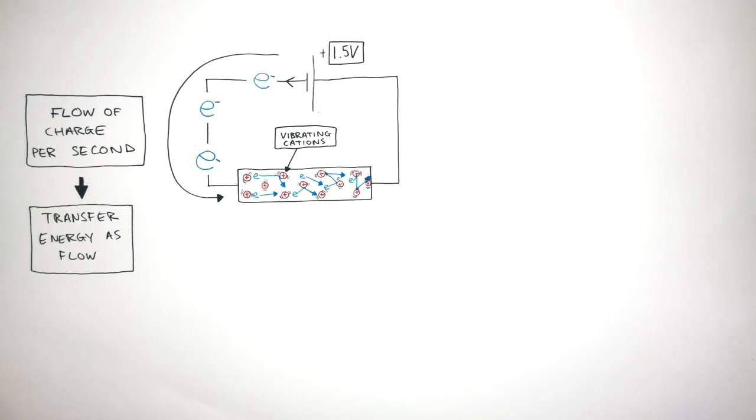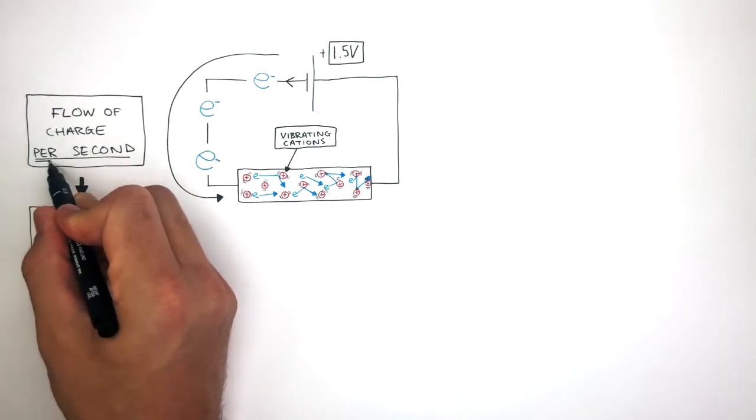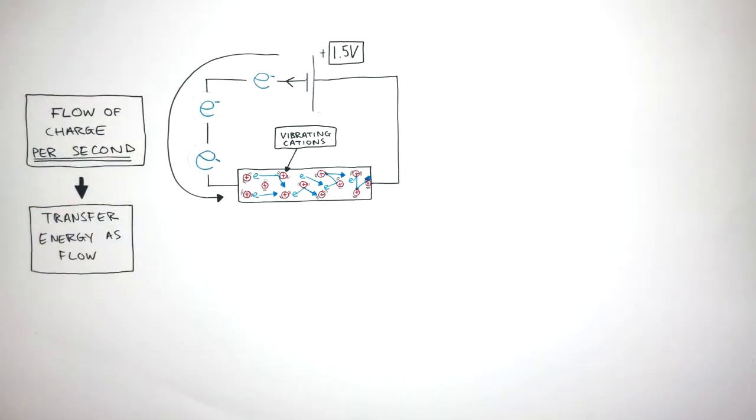Now, because current is the flow of charge per second, and these electrons transfer energy as they flow, we can calculate how much energy is transferred per second. This is the power, and we calculate the power using current and potential difference.